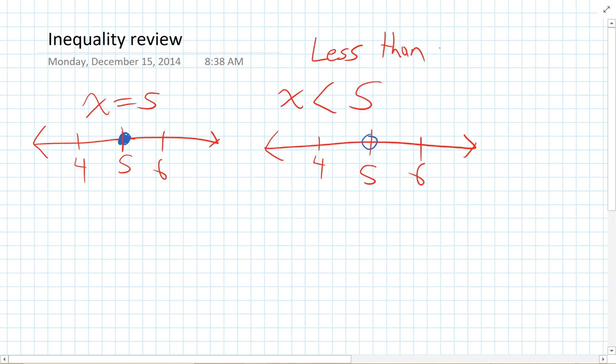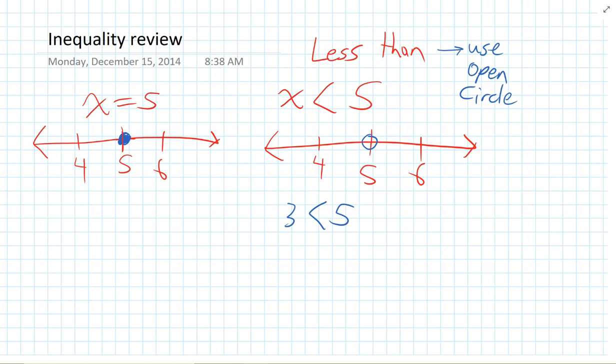So if you have less than, then you're going to have to use an open circle or an open dot, whatever you want to call it. So that means that 5 is not an answer because it's not shaded right there where the line and the number line touch. Now, to show that 4 can be an answer and 3 can be an answer, because yes, 3 is less than 5. Remember, Pac-Man always eats the bigger number. To show that 3 is less than 5 and an answer, we can shade it in, or we can just do an arrow in that direction. My preference is just to do an arrow, but whatever you want, I don't care.